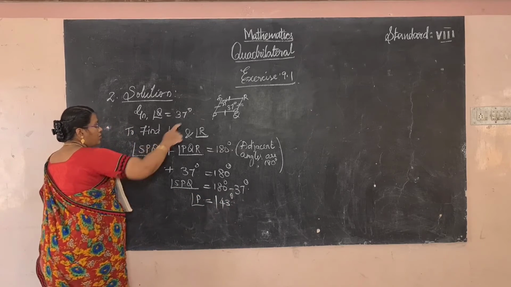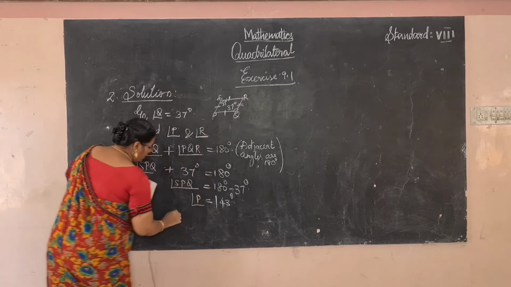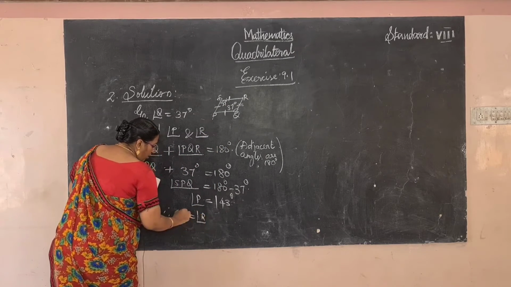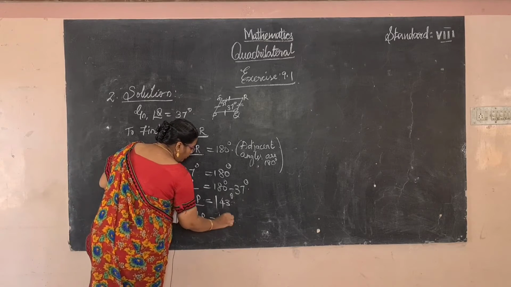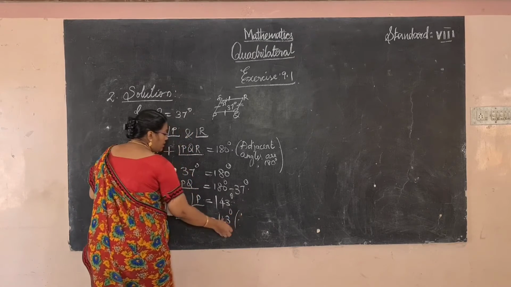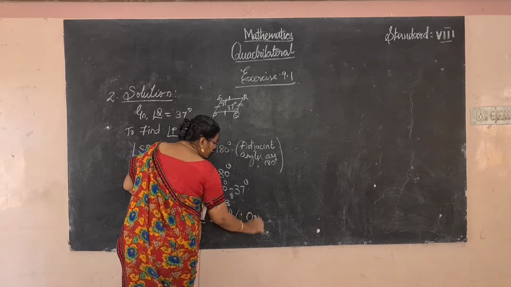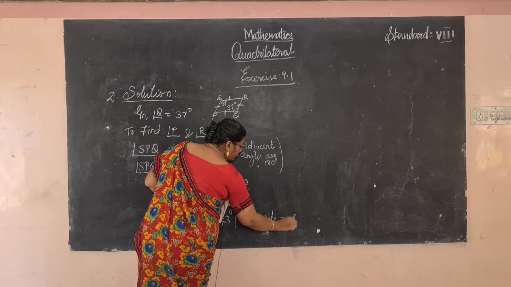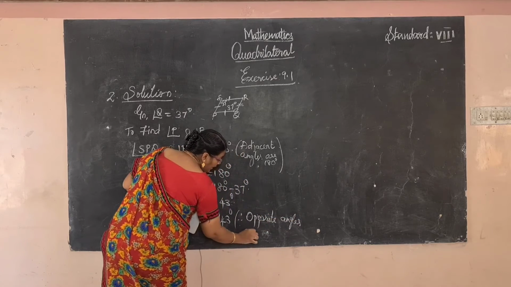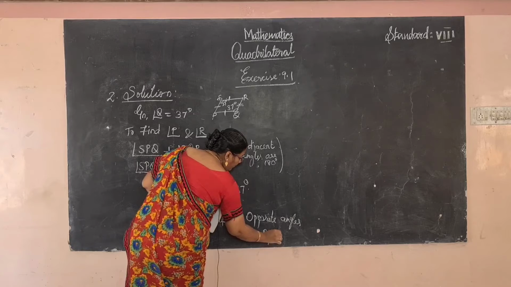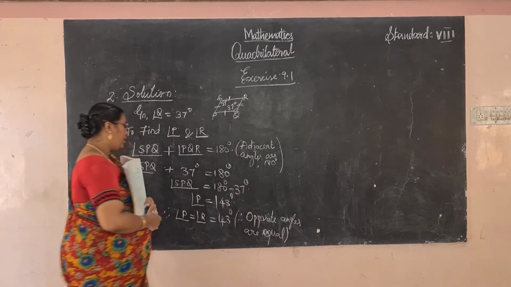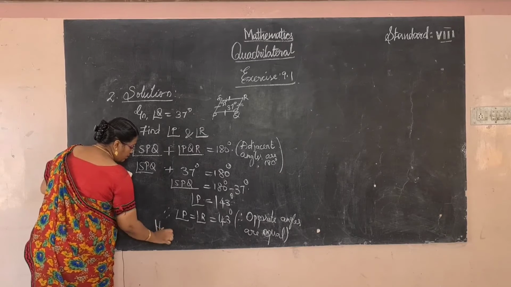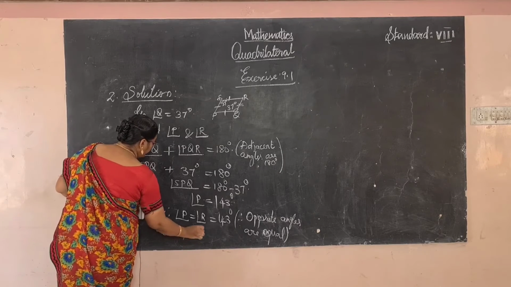We have found P. So opposite angles are equal. Therefore angle P is equal to angle R, equal to 143 degrees, since opposite angles are equal. Opposite angles are equal in a parallelogram. Hence proved. Okay.